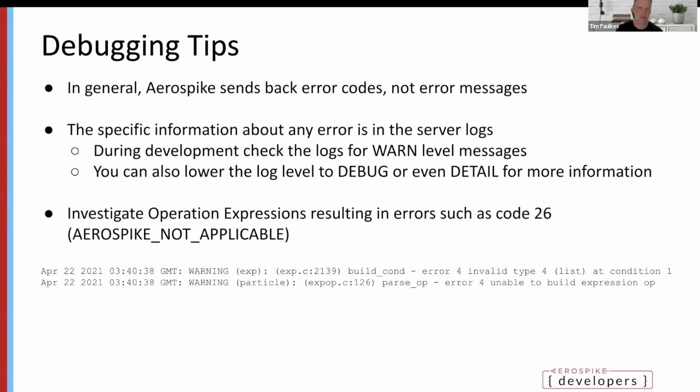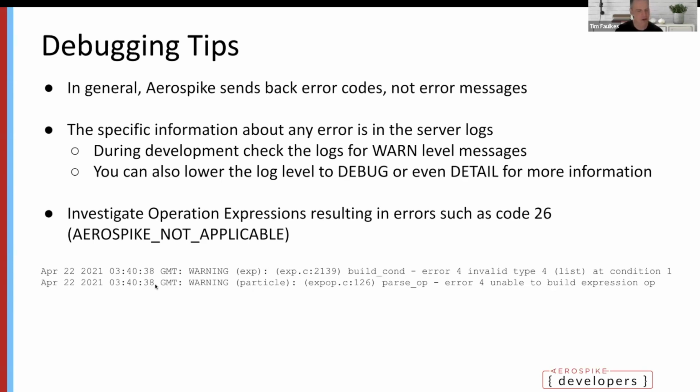The problem comes in if you screw up the expression. Aerospike will send a code back saying parameter error or something like that, or not applicable error. These aren't terribly helpful because they don't tell you what's gone wrong. And so if you're debugging, particularly in development, you can set your logs to warning, and all those warnings or info or something higher than warning, and those errors in their details will appear inside the server logs.